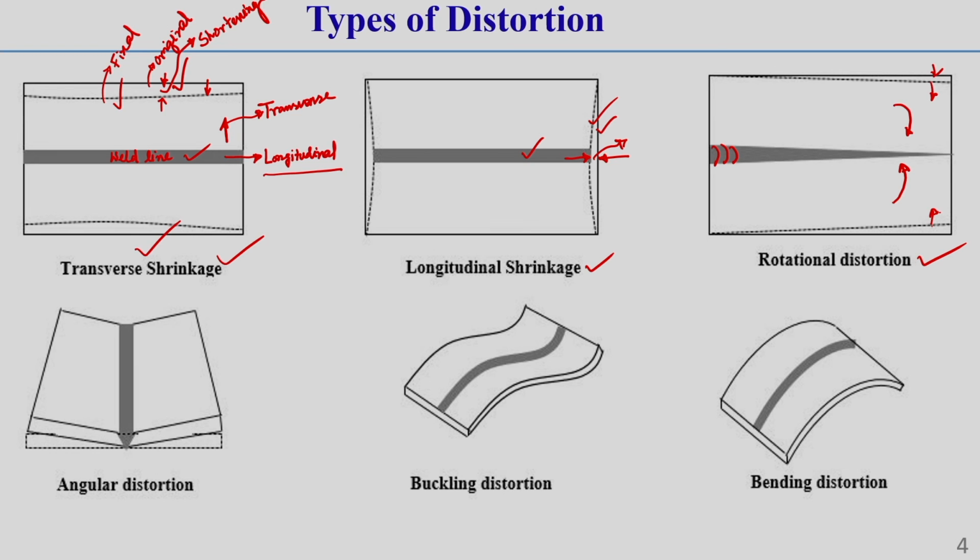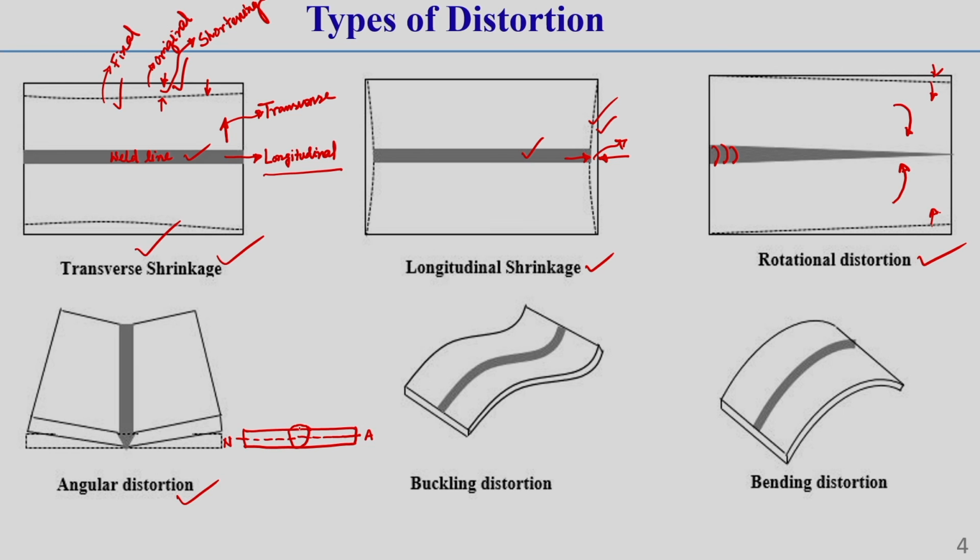Now, another distortion is called angular distortion. Angular distortion means, initially the plate was like this. So, once we do the welding, then you can see, the welding plate mid thickness zone you can term as the neutral axis, which is very well familiar to you. So, neutral axis is such a zone where the bending stress is 0, which is very well familiar to you. I am not going into details about this.